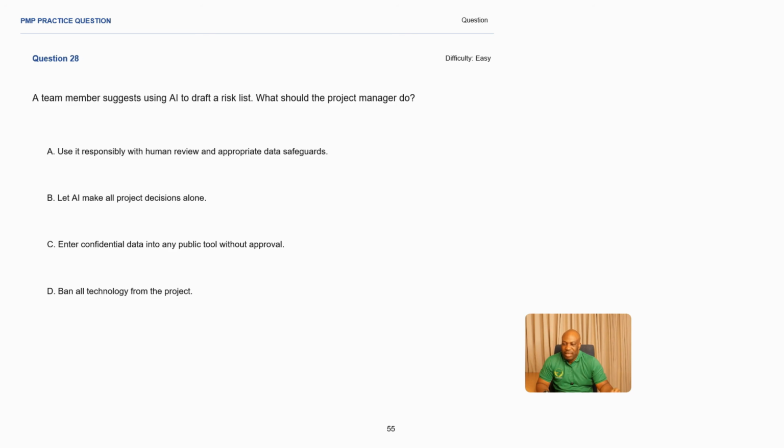Practice question number 28. A team member suggests using AI to draft a risk list. What should the project manager do? This is very interesting. So a team member is suggesting using AI to draft a risk list, which means they want AI to give them a risk list. Let's go through the answers and see. Use it responsibly with human review and appropriate data safeguards. Okay. AI can be used as a springboard. Okay, and then you review.